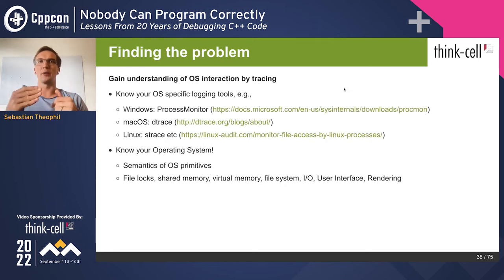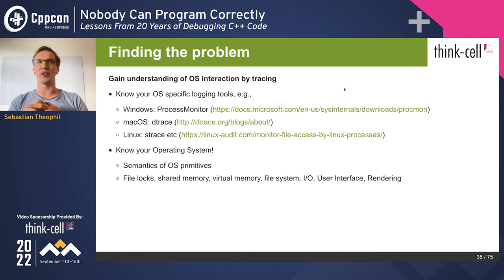Sometimes you suspect that the problem you're looking for is specifically in the interaction of your program with the operating system. In those cases, it's often not necessary that you add tracing breakpoints to all the operating system functions you call, because your operating system probably comes with good logging tools already that you could use. So on Windows, there's Process Monitor, for example. There is dtrace on macOS, and there is a diverse set of tracing tools on Linux.